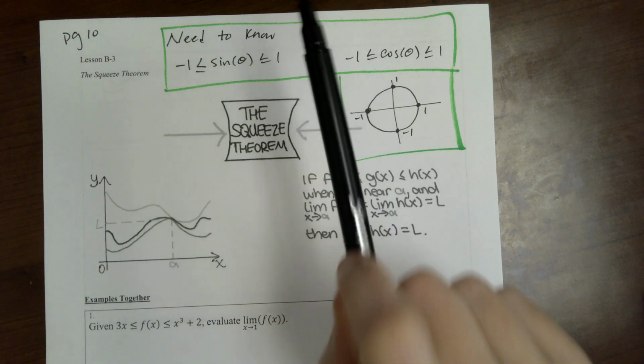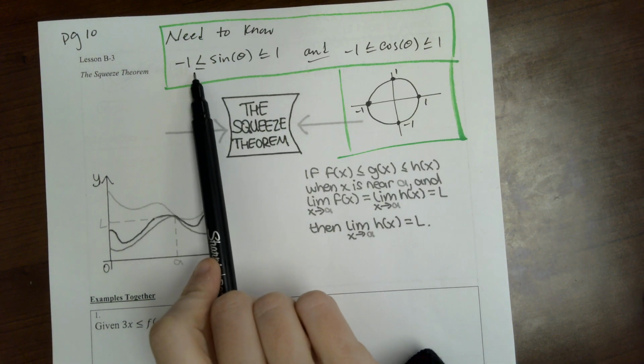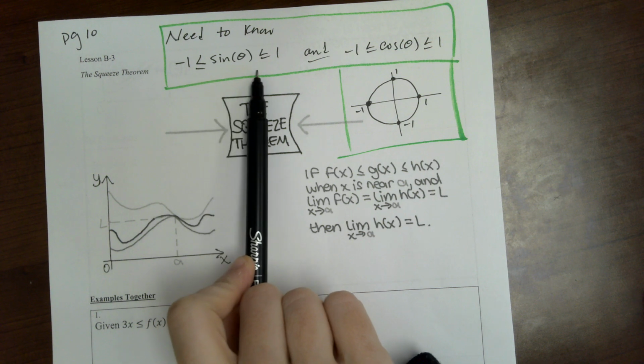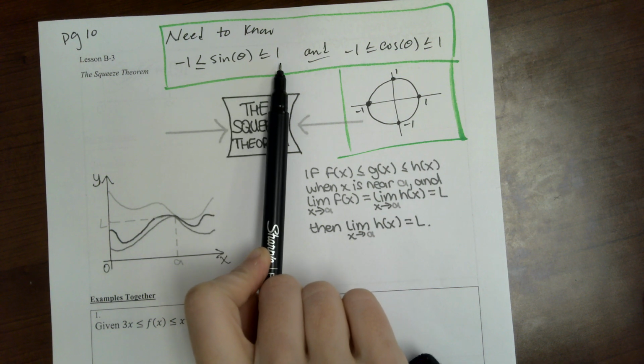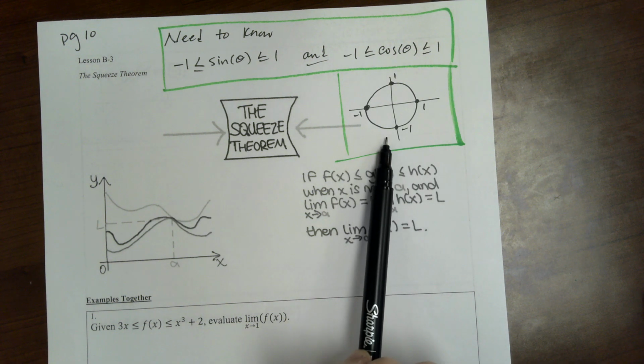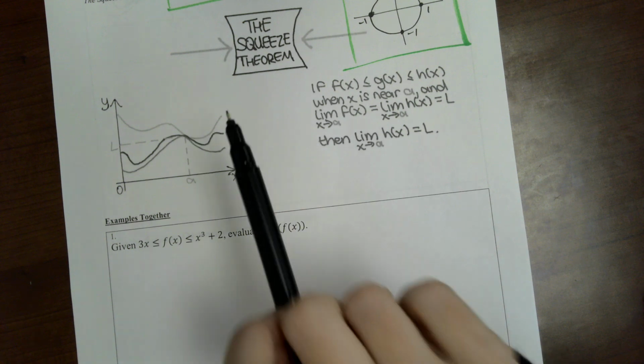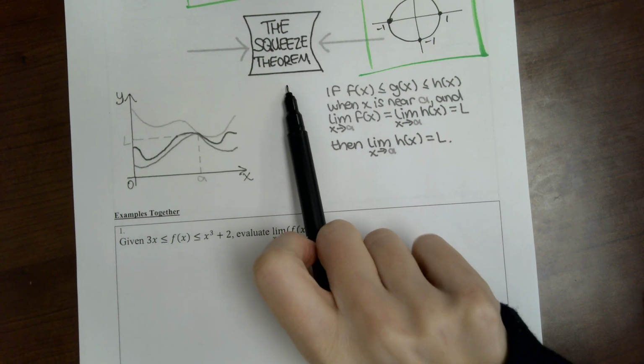We're going to need to know, especially for the second and third examples, that -1 is less than or equal to sine of theta, which is less than or equal to 1. And then the same with cosine. You can see from our unit circle that sine and cosine values cannot go past -1 and 1. So we're about to use something called the squeeze theorem.